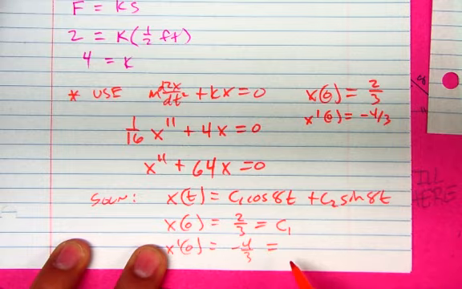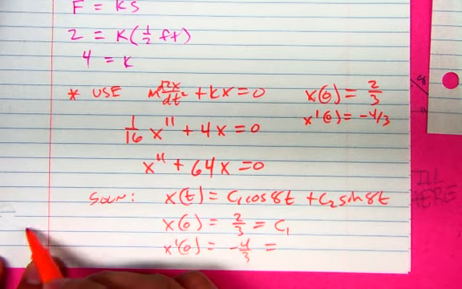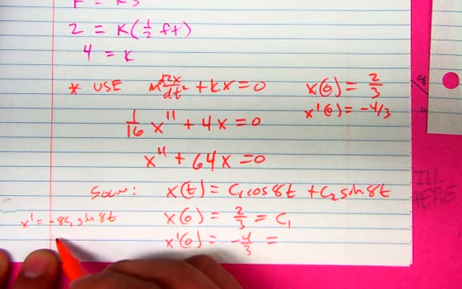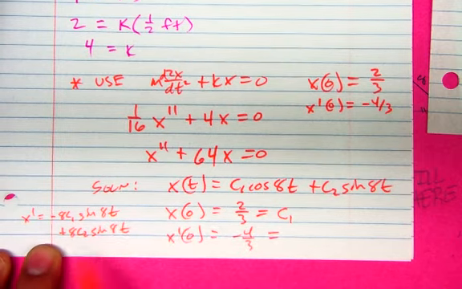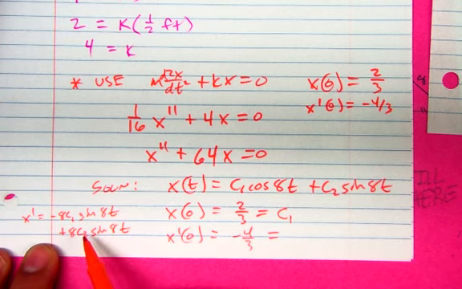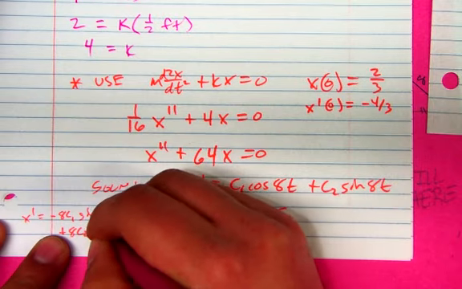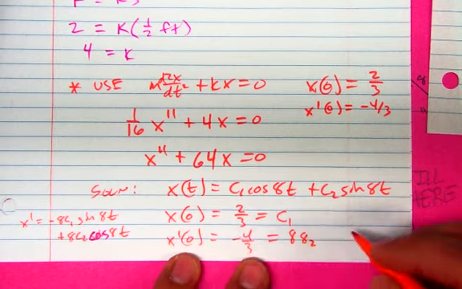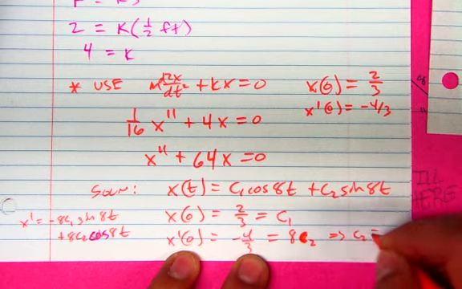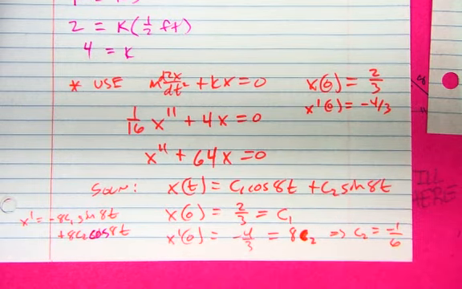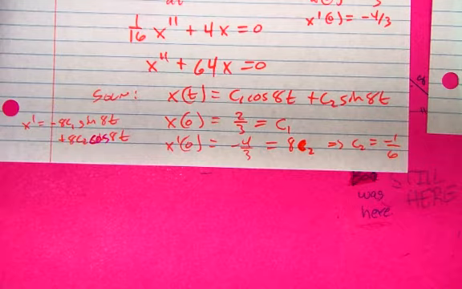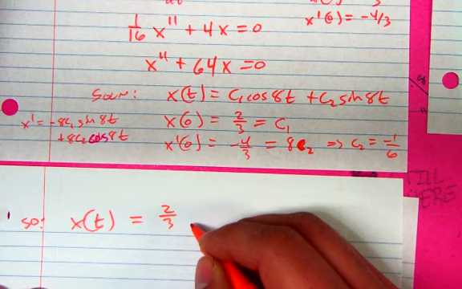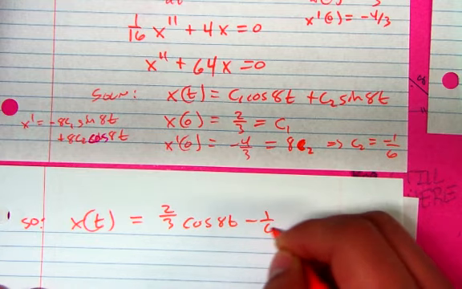And that's going to be from, well, I didn't find x prime. X prime is going to be minus 8 C1 sine 8t plus 8 C2 cosine 8t. So when you plug 0 into x prime, the sine term goes away. All that's left, oh, I messed that up, that should be cosine, is 8 C2 times 1. So then C2 is going to be negative 1/6. And there we have it. So the solution, x of t, is going to equal 2/3 cosine 8t minus 1/6 sine 8t.